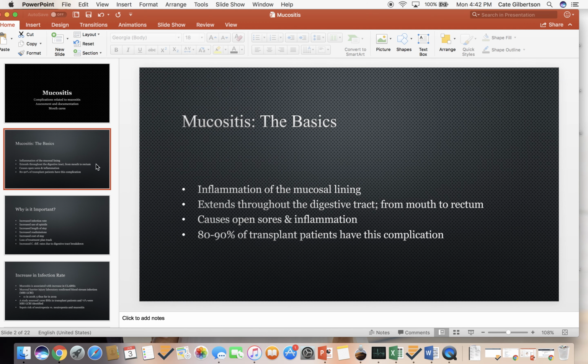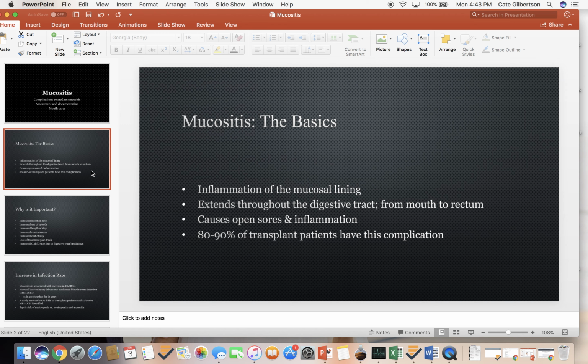As most of us know, mucositis is an inflammation of the mucosal lining. The inflammation extends throughout the digestive tract, from the mouth all the way down to the rectum. Mucositis is caused by chemotherapy or radiation, from the chemicals of those two treatment modalities getting into the blood vessels of the digestive tract in the mucosal lining and then causing a breakdown of those healthy cells.